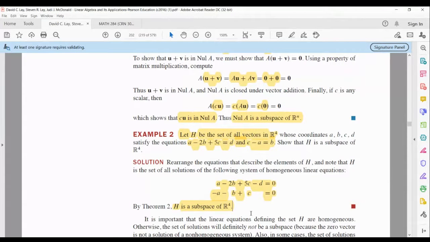Because the coordinates of the vectors, well, let me see here. I want to say this the right way. One moment.